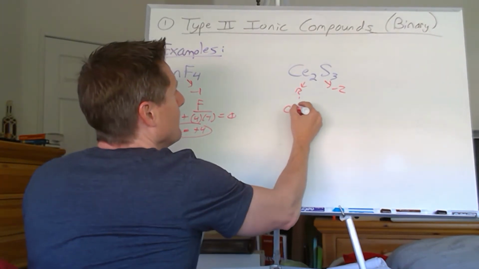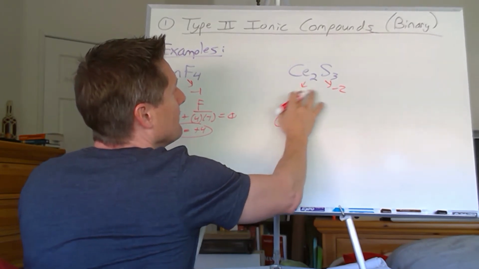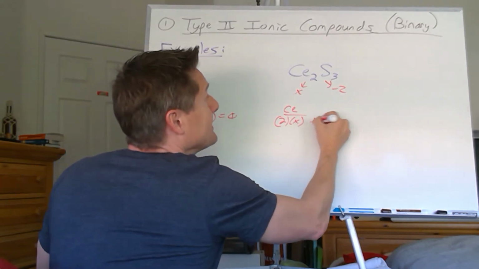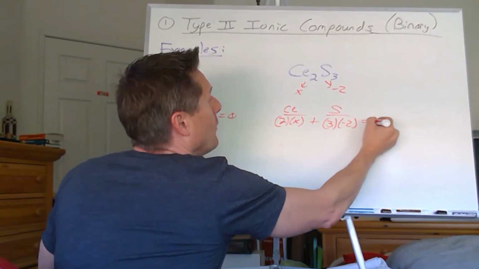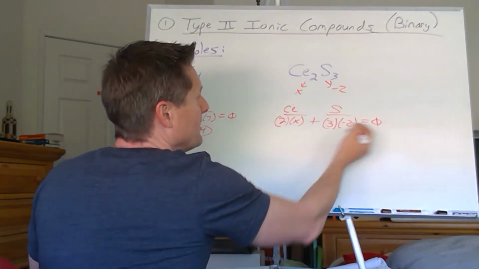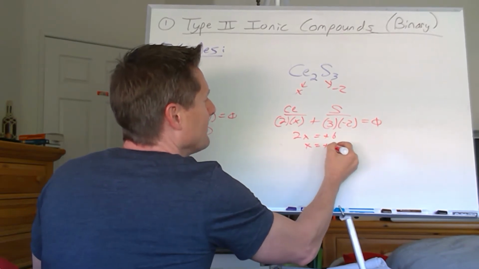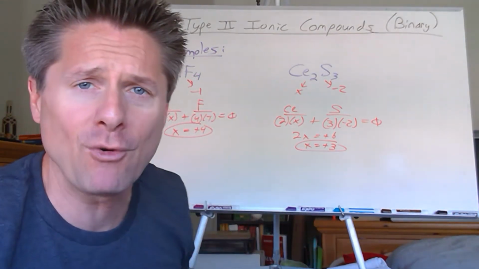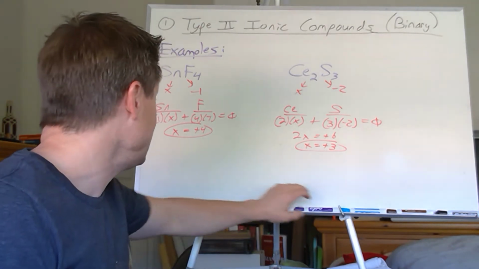Here we've got cerium. We've got 2 of them. Let's call that X, so X and X. Let's add the 3 sulfides at -2. That will also equal 0, because these are ionic compounds and they're always going to equal 0. So move the 6 over, so 2X equals +6, so X is +3. So that's the first step. If you can do that in your head, more power to you, my friends. You don't have to show me all this garbage. Now we can name it.